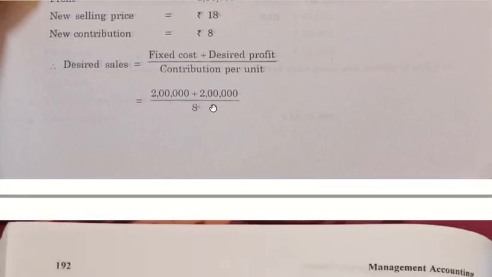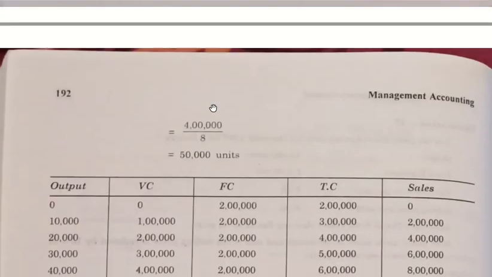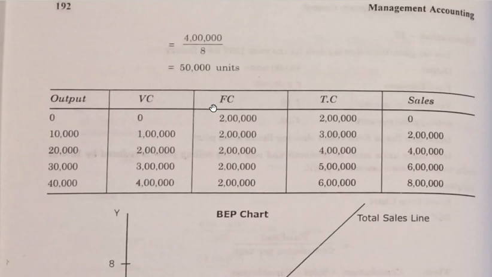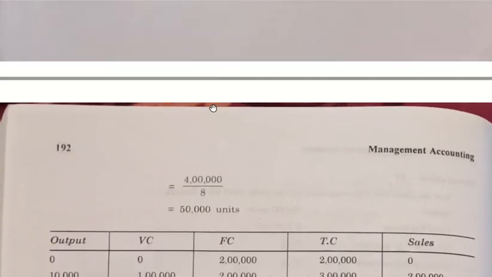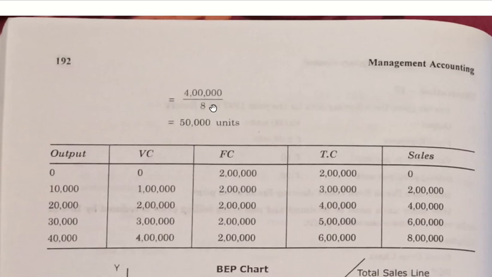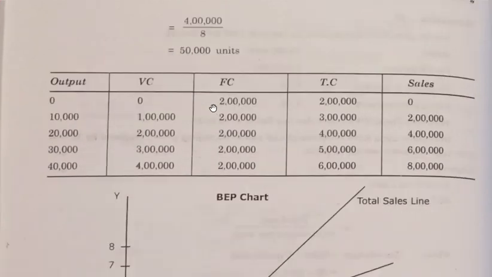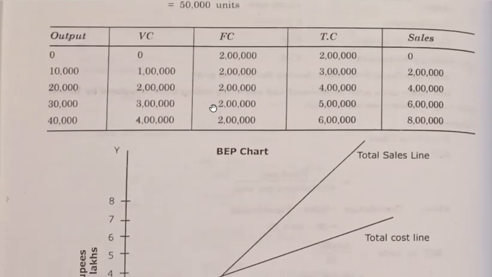So 2 lakhs plus desired profit of 2 lakhs divided by 8, which is equal to 4 lakhs divided by 8, which is equal to 50,000 units. So output, first you have output, second is your variable cost, third is your fixed cost, fourth is your total cost, and fifth is your sales.